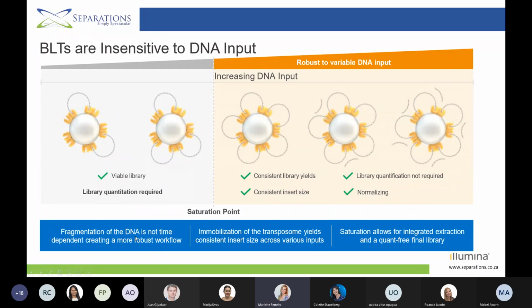So the fragmentation of the DNA is not time dependent, creating a way more robust workflow. And immobilization of the transposon then yields consistent insert sizes across various input concentrations. And therefore the saturation allows for integrated extraction and a quant-free final library prep. So it's already normalized. You've got consistent library yields, consistent insert sizes, and you can imagine if you have so many samples that you have to normalize at the end of the library prep, it becomes quite tedious, which is not necessary with these bead-linked transposons.